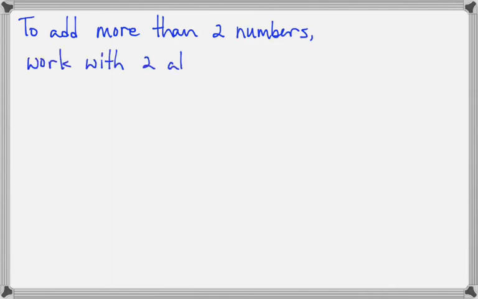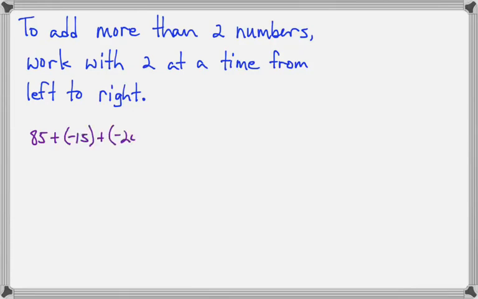Now to add more than two numbers at a time, what we'll do is work with 2 at a time, and we'll go from left to right. So let's take a look. Here is 85 plus negative 15 plus negative 20 plus 12. If I just start going from left to right and only work with 2 at a time, I've got 85 plus negative 15. Now ignore the rest of the problem.